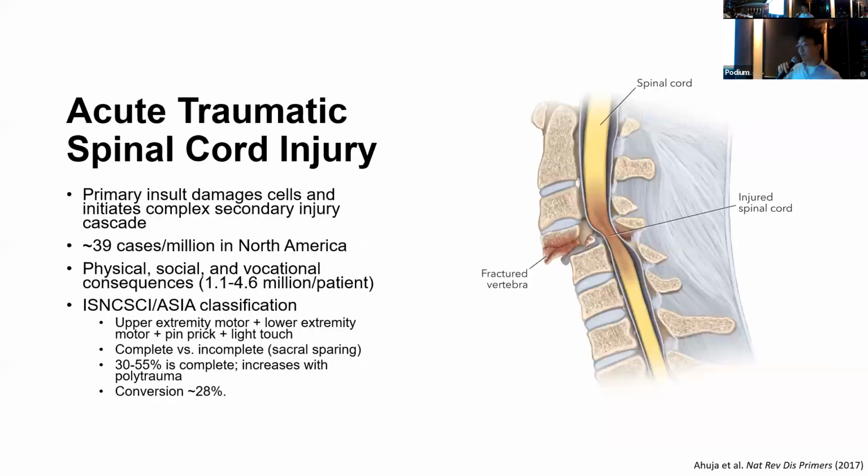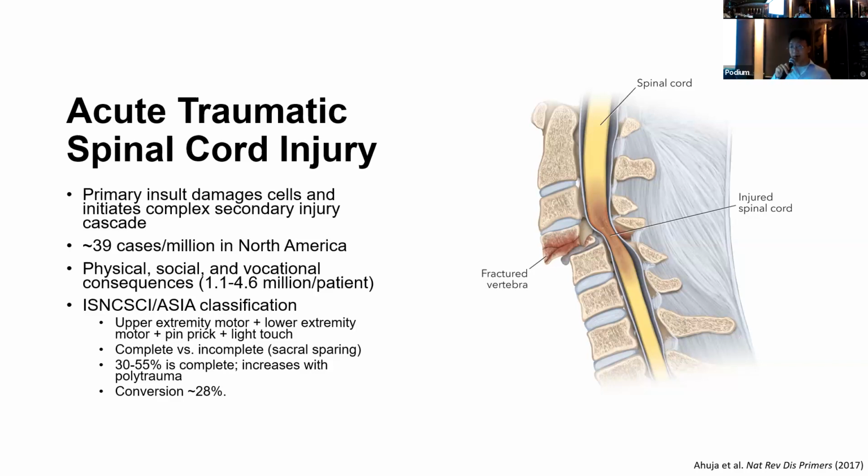So I won't belabor this point, but acute spinal cord injury is described as a primary insult of trauma that damages cells and initiates this complex secondary injury cascade that has been described at length by the basic scientists here earlier today. It's fortunately a rare occurrence with 39 cases per million in North America, and unfortunately this has dire consequences to patients that are afflicted.